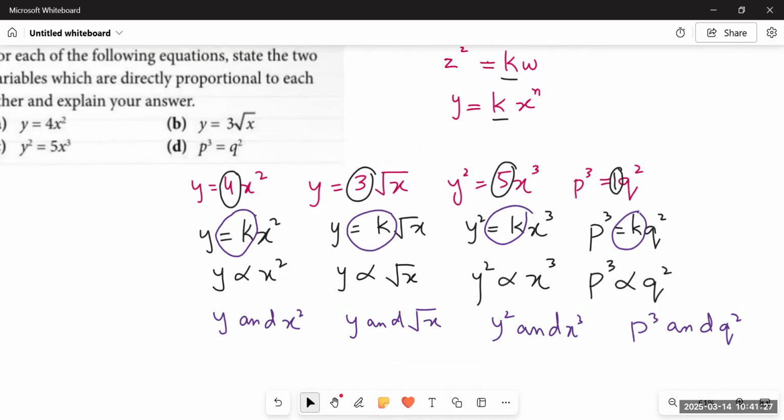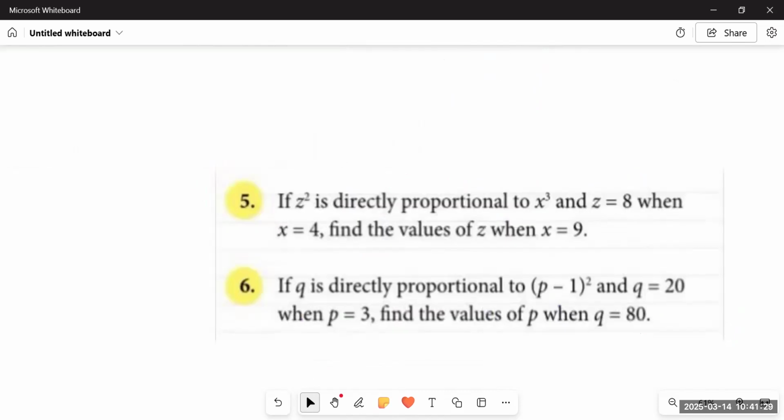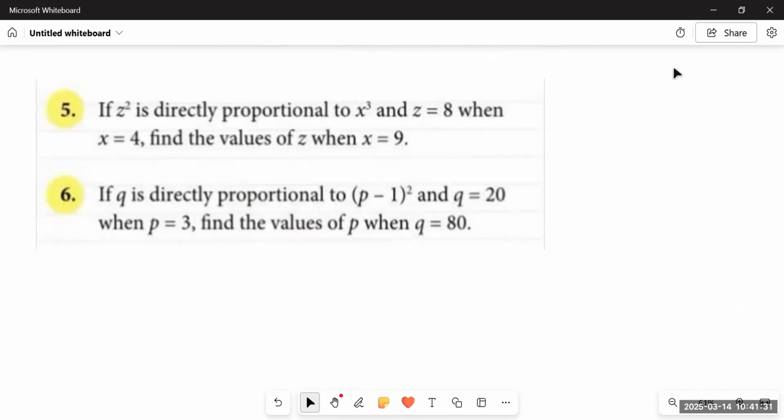Now let's move to the next question, which says if z square is directly proportional to x cube. Now in each of these statements, you have to observe what are the two variables that are in direct proportion. So you just have to write them down like this.